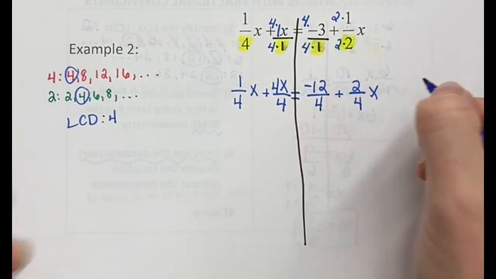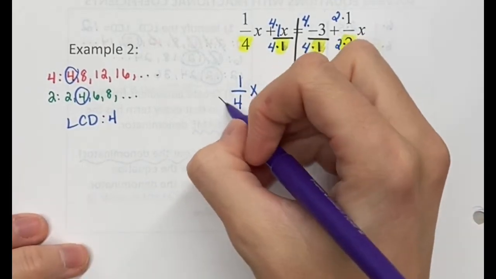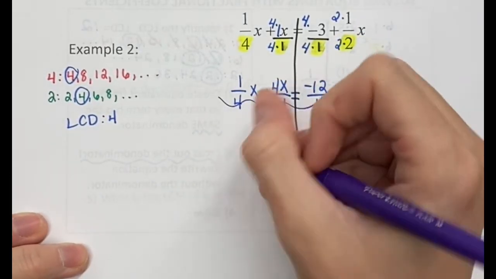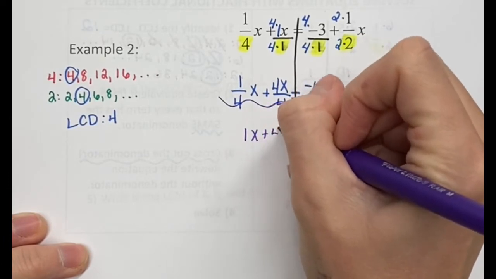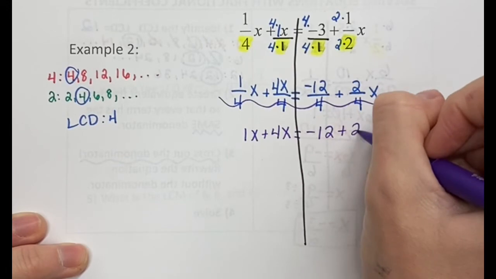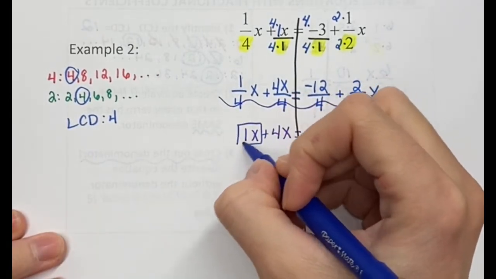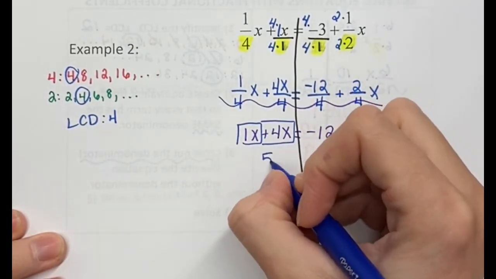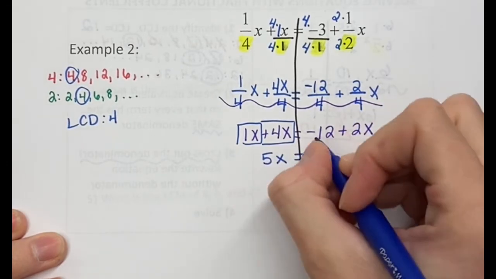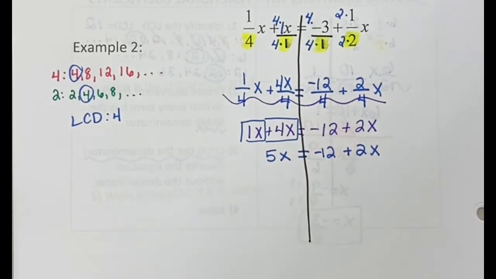And then we have that x there. Now, all of my denominators are the same, so I can just cross them out. And then I'm left with 1x plus 4x equals negative 12 plus 2x. So now I notice I can combine my terms here. So on my left side, I have a 1x and a 4x, which are going to combine to give me a 5x equals, I can't combine anything on the other side, so I just rewrite it.